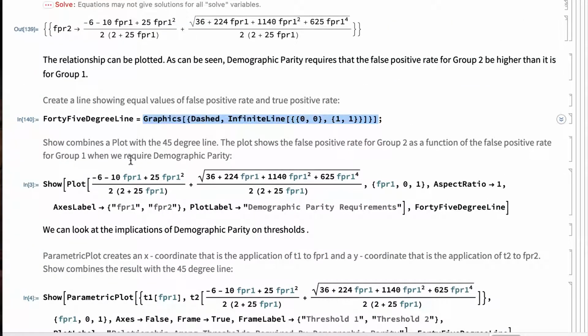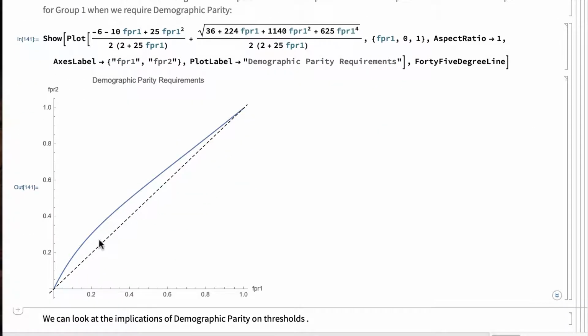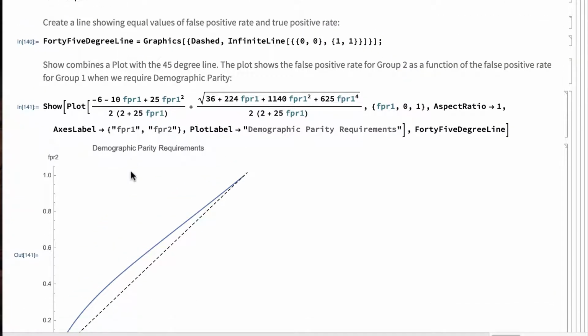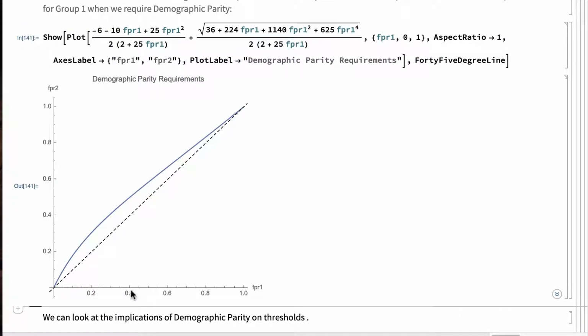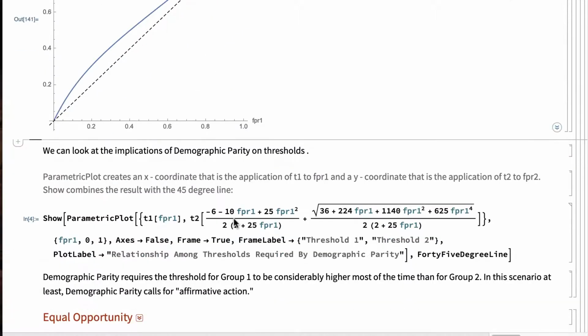So I'm now going to plot that expression as FPR1 goes from 0 to 1, a little bit of labeling and decoration. And here's the relationship between the false positive rate for group 1 and the false positive rate for group 2 that results in demographic parity. And so you can see that the false positive rate for group 2 is generally going to need to be higher than it is for group 1. Okay? What else could we do?